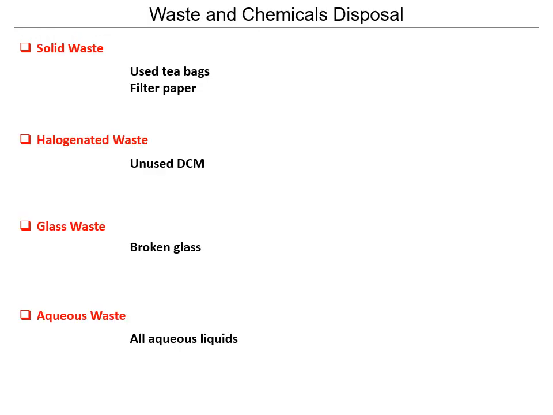At the end of the experiment, used tea bags and filter paper should be placed in the solid waste. Any unused dichloromethane should go in the halogenated waste. Broken glassware must be placed in the glass waste receptacle, and any remaining aqueous phase should go in the aqueous waste.